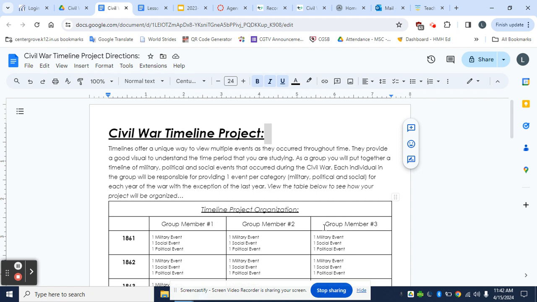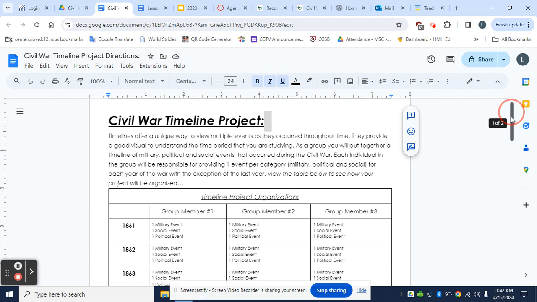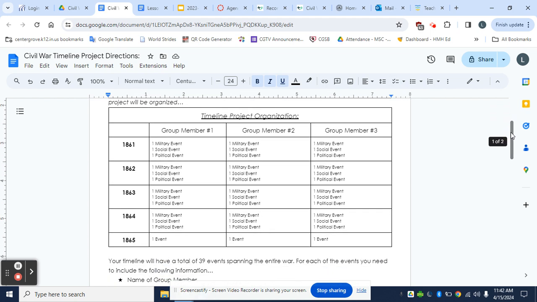So there will be one event in the military category, one event in the political category, and one event in the social category for each year of the war, with the exception of the last year. What I did here was create a table to give you a visual of what that will look like. There are technically 5 years that we're going to be covering for the Civil War: 1861, 1862, 1863, 1864, and 1865.